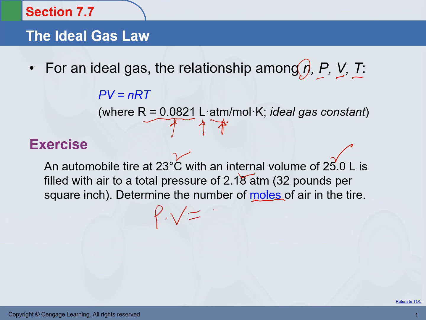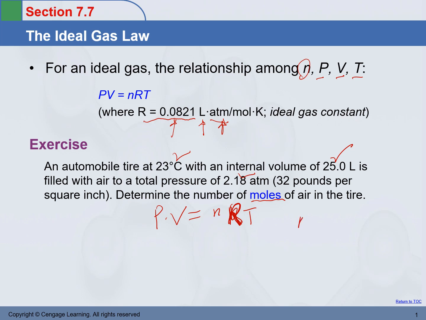PV equals nRT. How do you know it is an ideal gas? It is not one of those we learned earlier. Well, there's no condition changes. They just give you one set of conditions, temperature, volume, pressure, and ask you for the number of moles. None of these numbers changed to a different set of conditions.